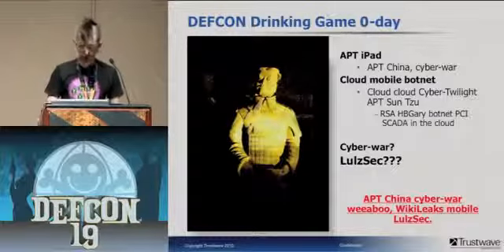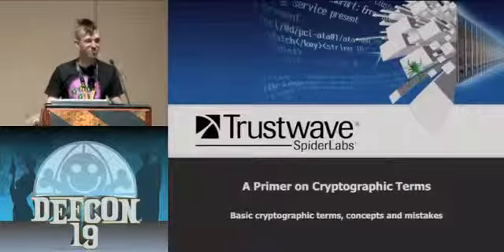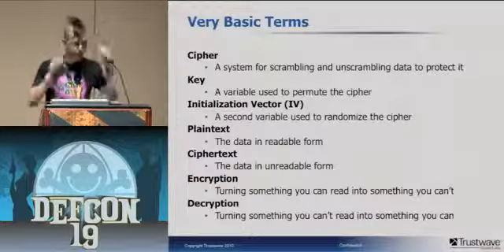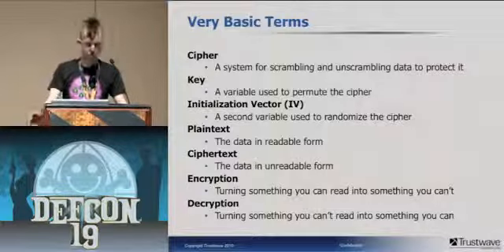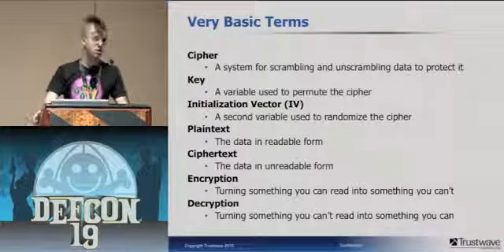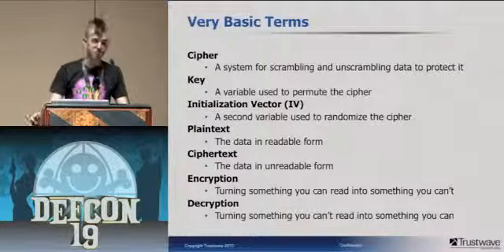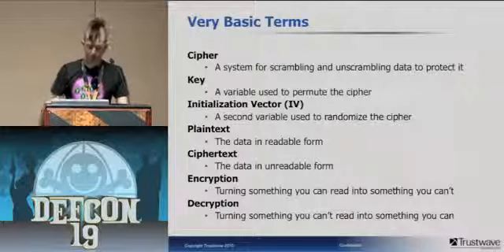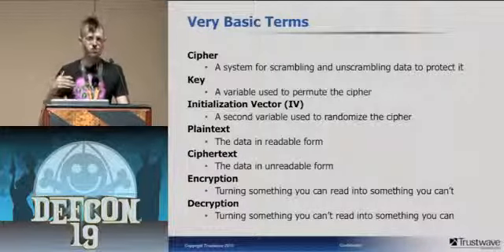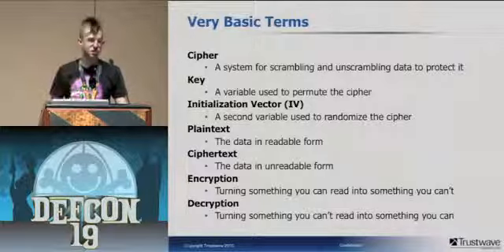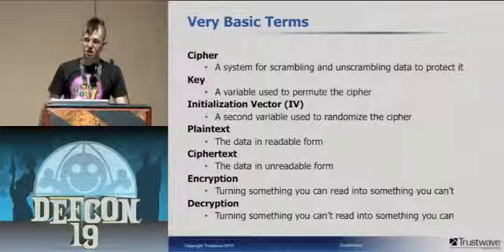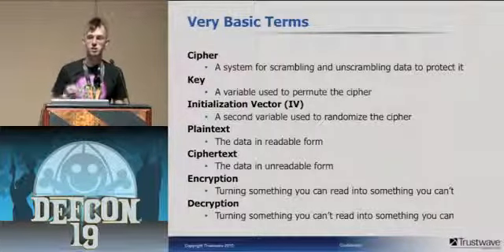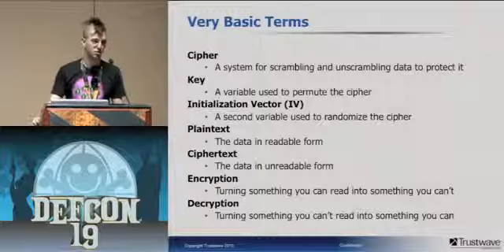So now that you're nice and primed for this talk, let's get into a primer on cryptographic terms. Some very basic stuff here. A cipher is just a system for mathematically scrambling and unscrambling data that you want to be hidden from certain parties. The key is the one part that you keep secret. The key is the missing variable that somebody needs to know in order to be able to unscramble the data.